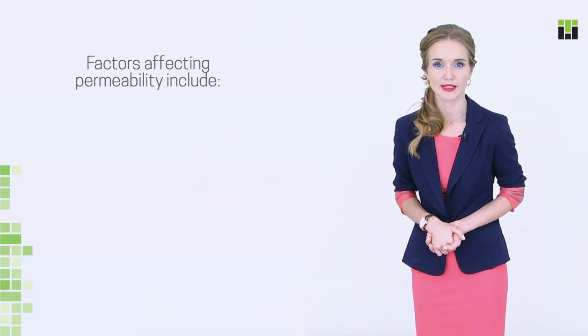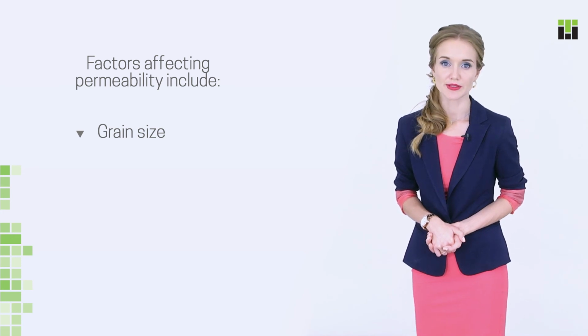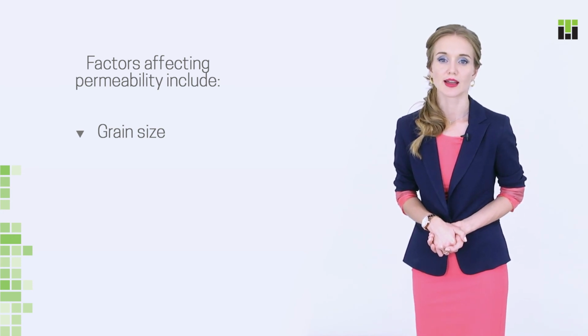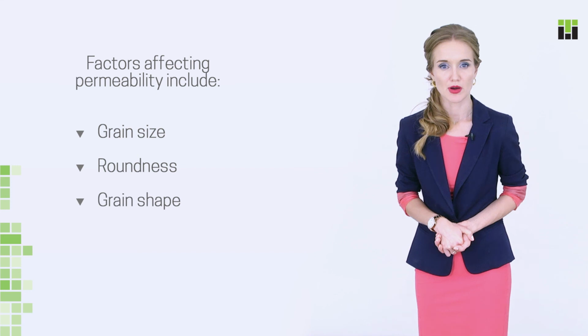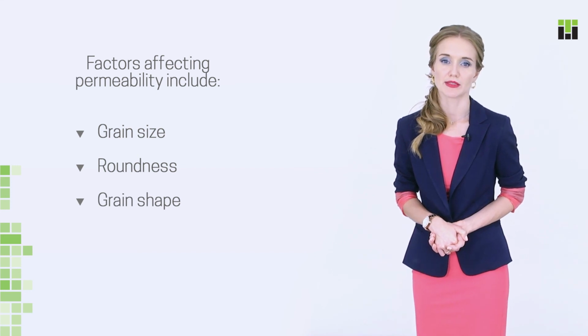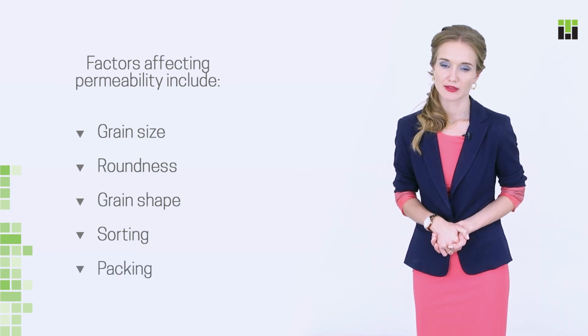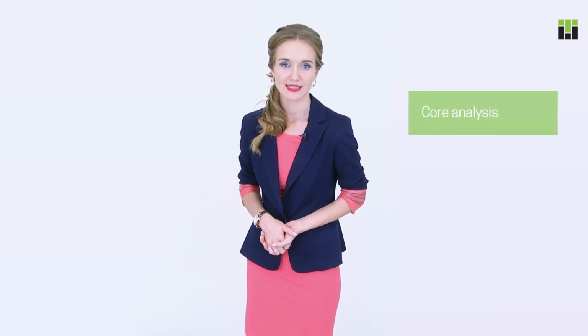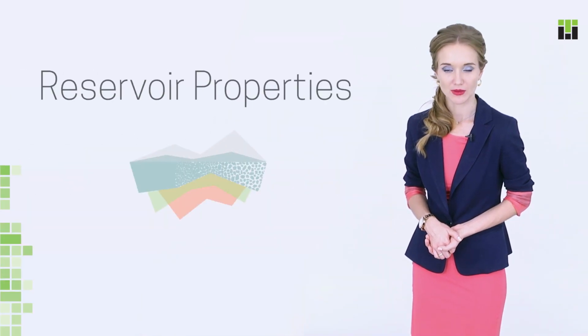Secondary factors affecting permeability include grain size. The larger the grains, the larger the pores, the higher the permeability. Roundness, the better the higher. Grain shape, the more spherical the higher the permeability. Sorting, the better the higher. Packing, cubic packing gives the highest permeability. Reservoir properties are learned from core analysis, geophysical surveys, and well testing. This is all for now. See you!